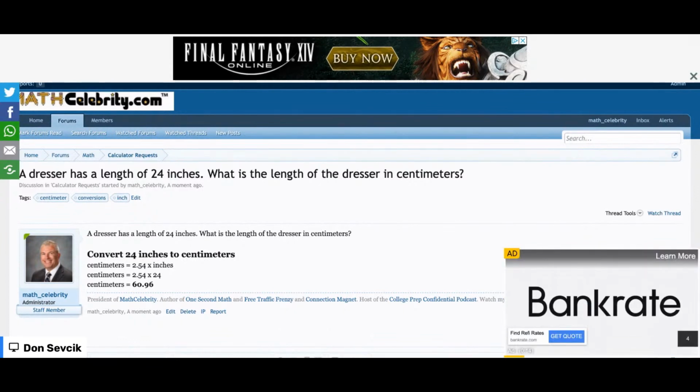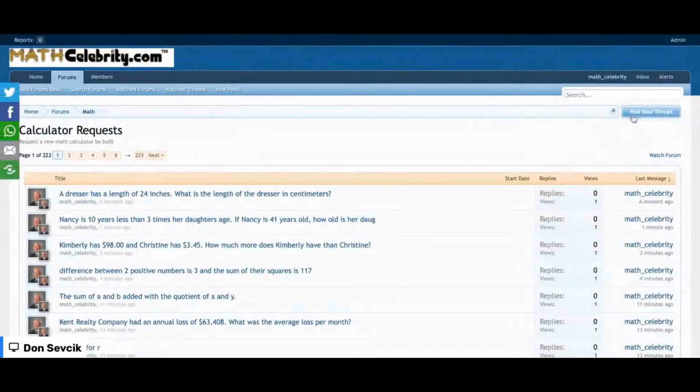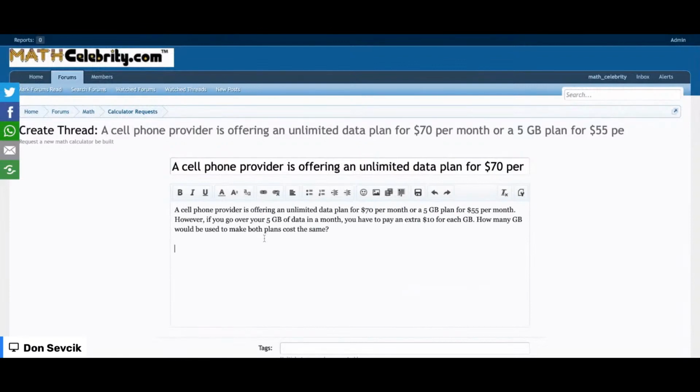A cell phone provider is offering an unlimited data plan for $70 per month or a 5 gigabyte plan for $55 per month. However, if you go over your 5 gigabytes of data in a month, you have to pay an extra $10 for each gigabyte. How many gigabytes would be used to make both plans cost the same? So let G be the number of gigabytes.